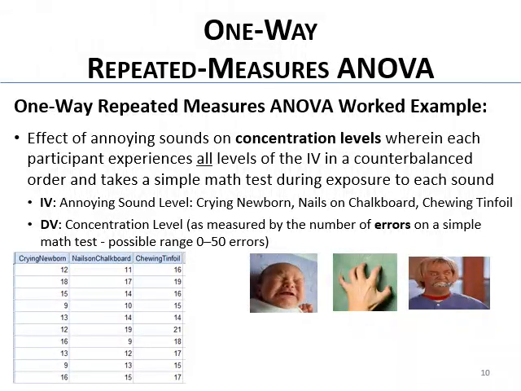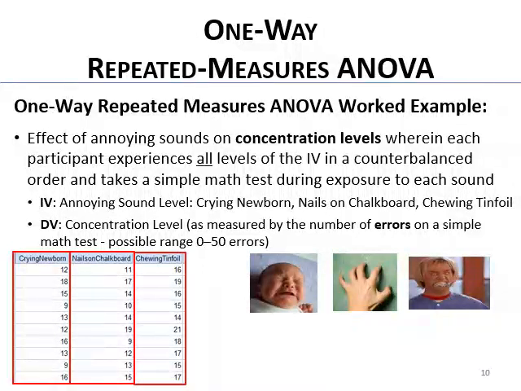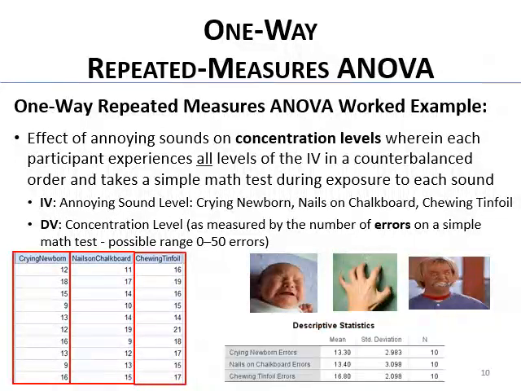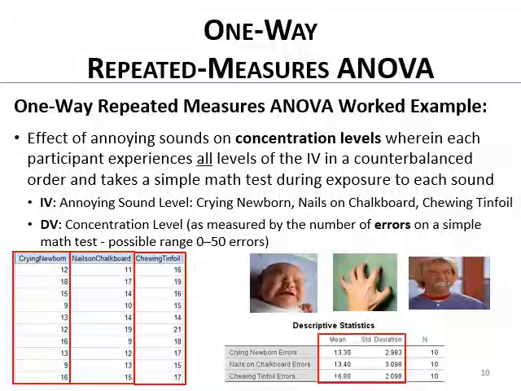And the way the data are set up are kind of like the paired t were, except there's 3 columns in this case, right? So you got a column that's both the independent variable and it's the dependent variable score. So that's the number of errors that people made under crying newborn, number of errors that they made under nails on a chalkboard, and number of errors they made chewing tinfoil. And when you look across a row, it's the same person across that row, right, under all 3 conditions. And here's the means, and I think the red box is the standard deviation.